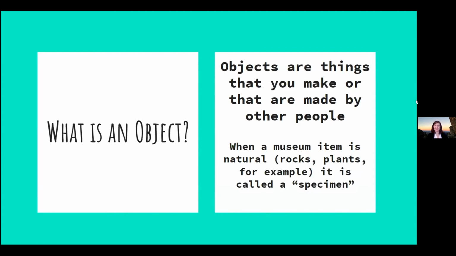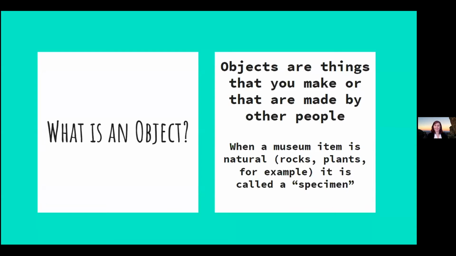Great. Objects are anything that are made by someone or that you make. So, for example, a book is an object. Here's a book that I have today. We could talk about, I have a bracelet. A bracelet is an object. We could talk about something that I make. I make art. That could be an object.